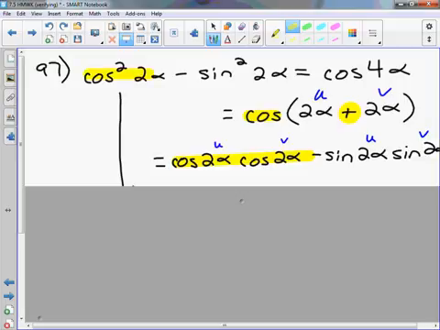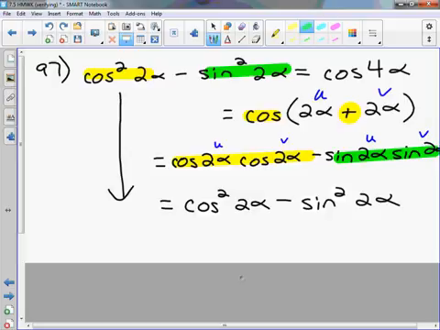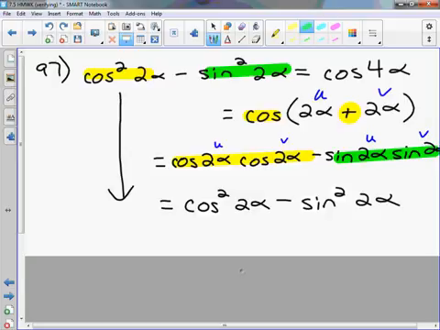That's what we want, right? And then the sine 2 alpha and sine 2 alpha would become sine squared 2 alpha. So that is now verified. This would become cosine squared 2 alpha, that's what we want to attain. This would become sine squared 2 alpha, which is also what we want to get.